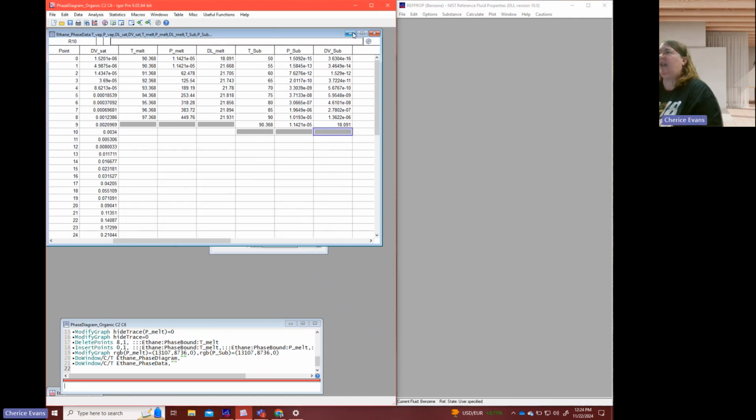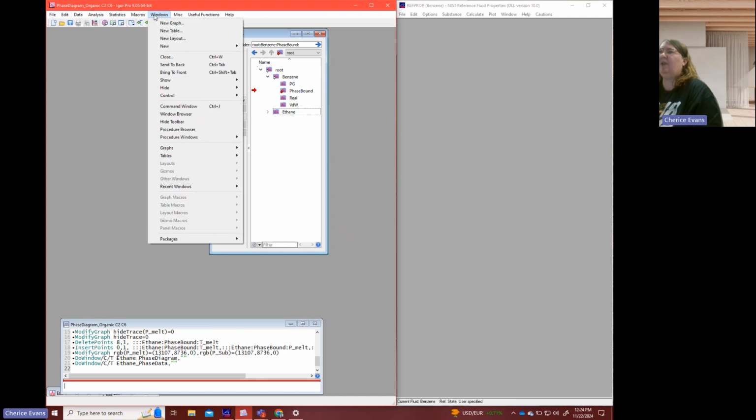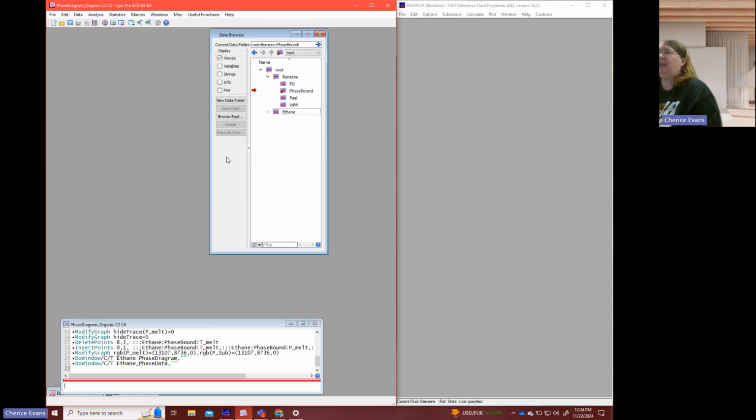That way I can keep track of the table, because now in Windows, if I look in graphs and tables, I will see the ethane phase data and ethane phase diagram, and that'll allow me to keep that separate from the benzene phase boundary and the benzene phase diagram that I'm about to do.